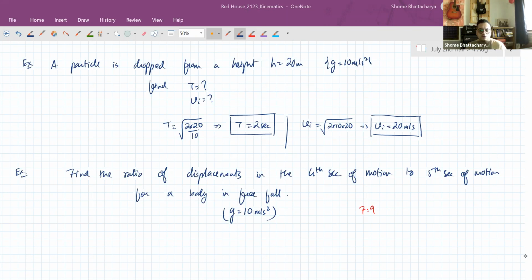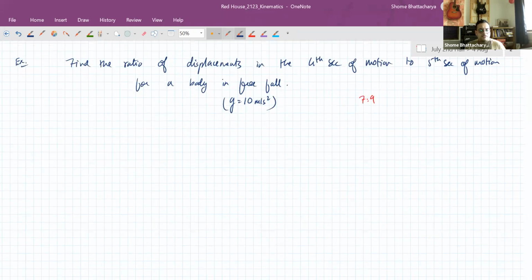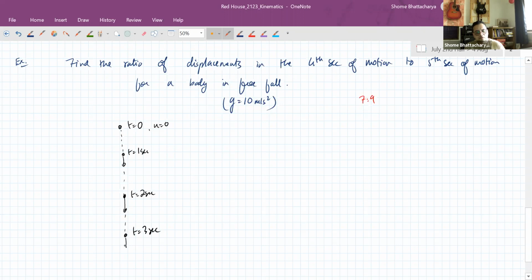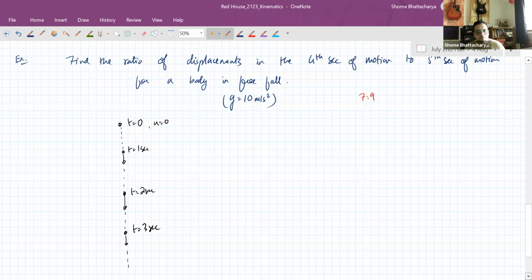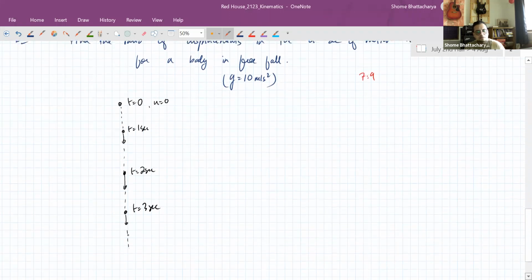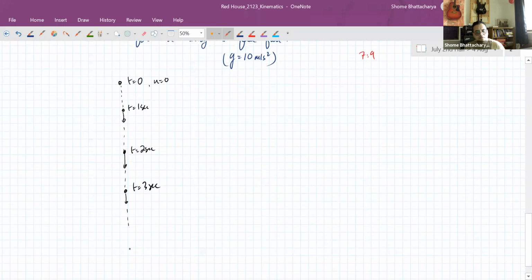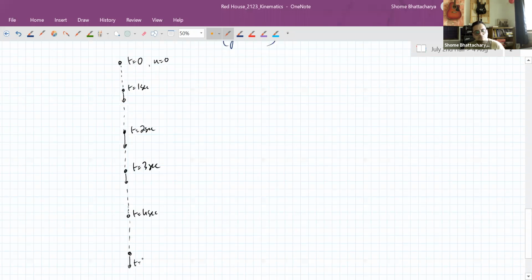One way is we can just solve it by a very fundamental method. We can understand that if the object started from rest at t equal to 0, u is equal to 0, and let's say it's somewhere here at t equal to 1 second, then further down at t equal to 2 seconds, further down at t equal to 3 seconds, and further down at t equal to 4 seconds, and finally somewhere here at t equal to 5 seconds.